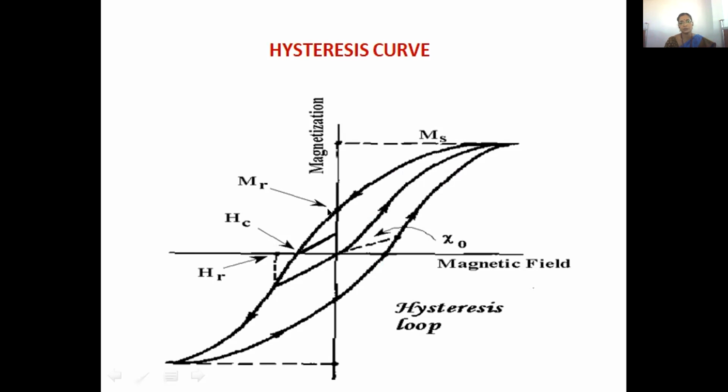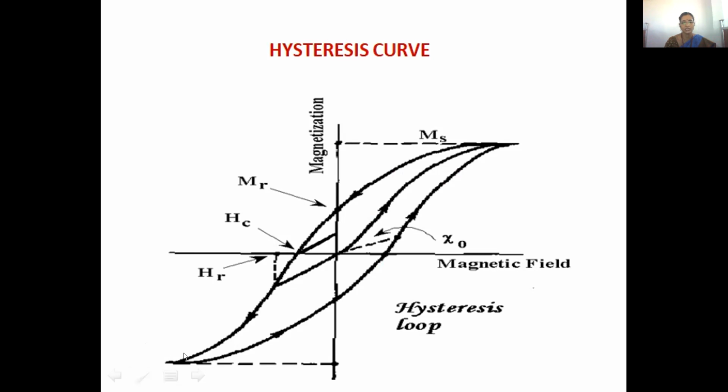To remove this magnetization, let us apply the magnetic field in the reverse direction. As it is a vector, I am applying it in the opposite direction. Then this much field, Hc, I require to completely erase the magnetization in the ferromagnetic material. If I increase further in the same direction, it reaches a saturation here in the opposite direction.